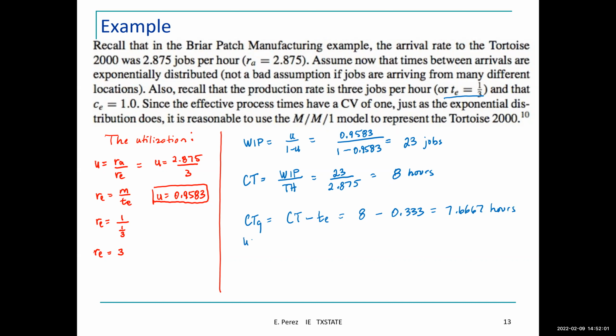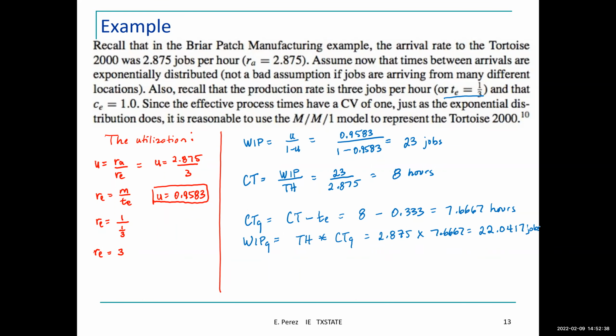And then WIP in the queue equals throughput times CTQ, which is 2.8075 times 7.6667, and this is 22.04, 17 jobs. So those working process in the queue are quite high.